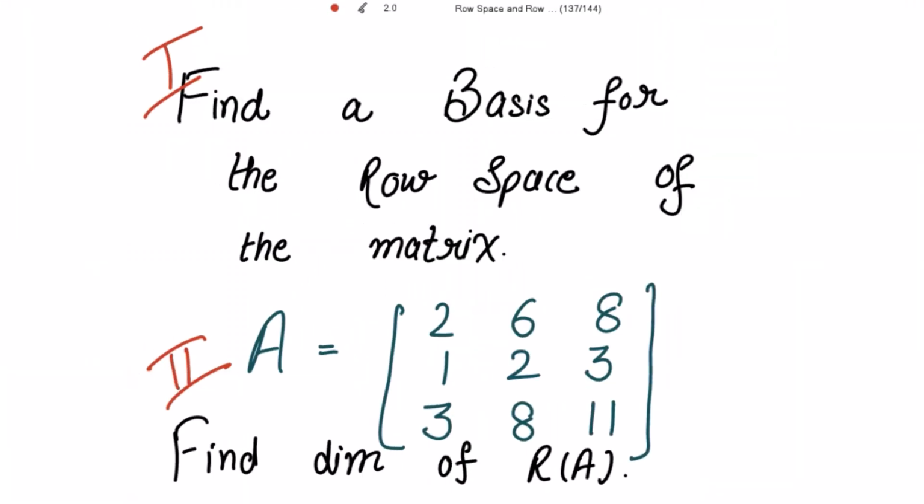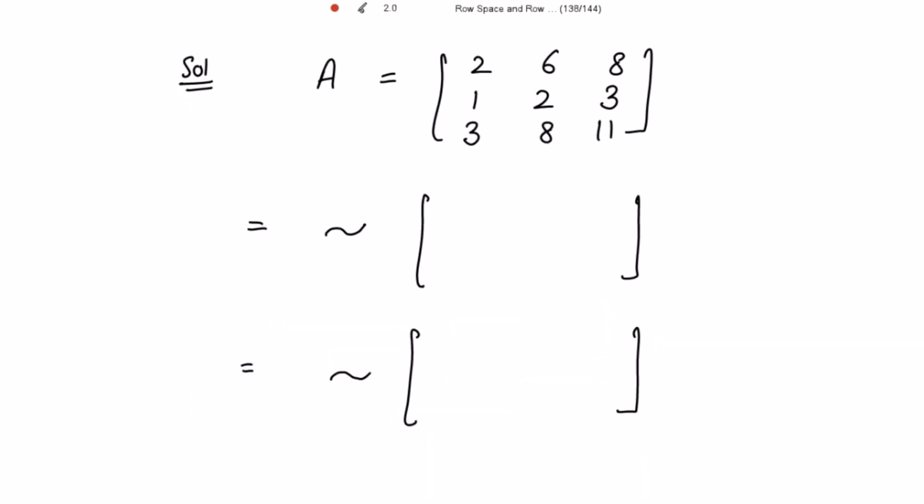Find the basis for the row space of this matrix A and also find the dimension of the row space of A. So this matrix is given to us. We need to change it to row echelon form first. For that, we need to get 1 over here.